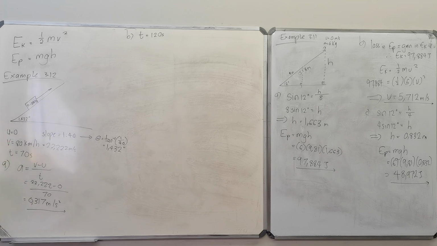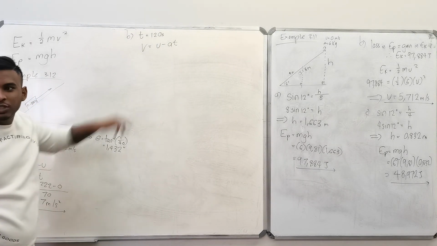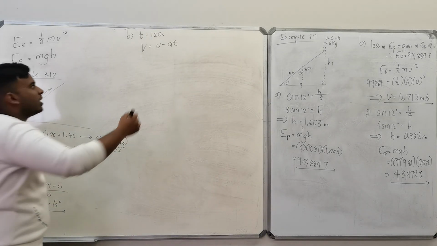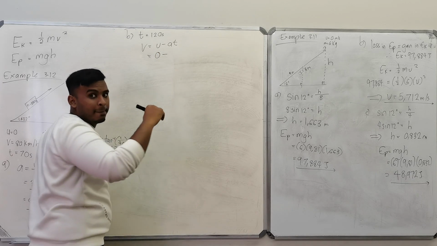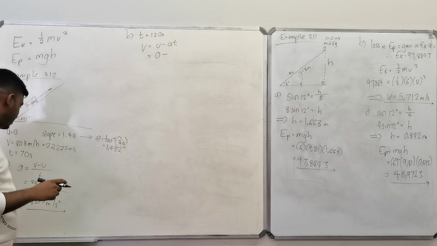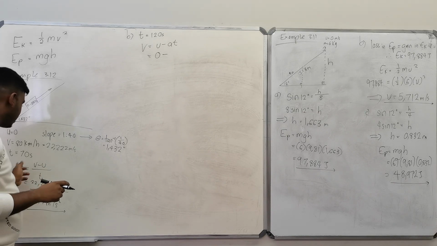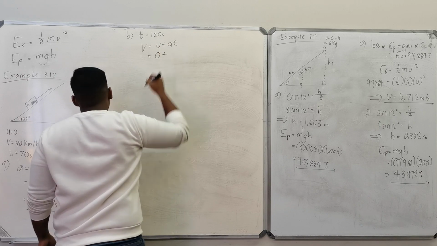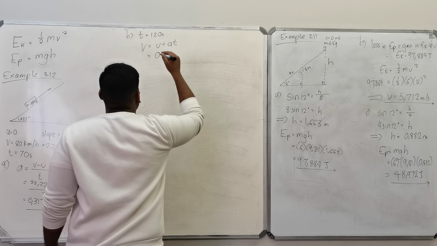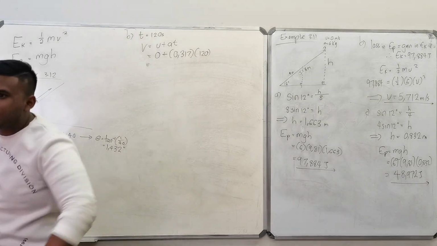So what do we need to do? We need to solve for that. The formula is V is equal to U plus AT. Remember, this is the normal equation we use when we're working out acceleration; we just make V the subject of the formula. So this here is now equal to 0 plus. Is that a minus or a plus? Is it a plus? Yes, it's plus. Okay, thanks, Emma. So, the acceleration is 0.317, the time is 120. So, what's the new velocity, the velocity at 120 seconds?